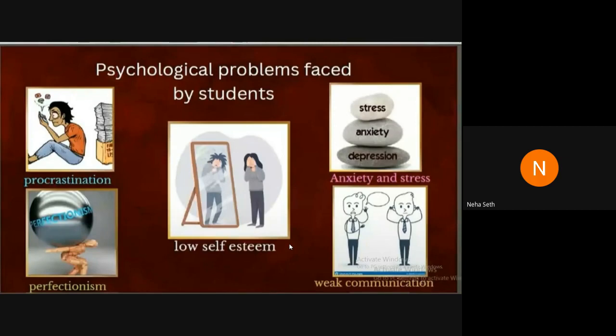Then anxiety and stress. These are also problems that our students are generally facing. It may lead to some social behavioral problems, some poor performance. Learning may be affected. At times they will start neglecting their personal hygiene, their personal care. Then weak communication. If they are facing some kind of problem, communication is also affected. They don't want to share their things with anybody, even with their friends, with their parents, with their family, with their teachers.